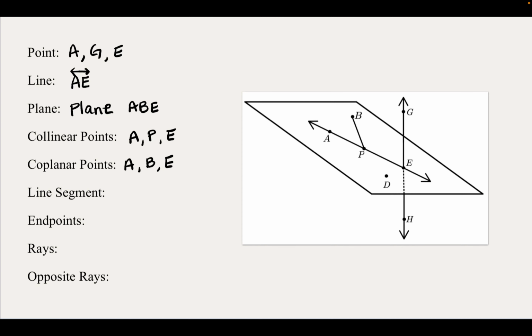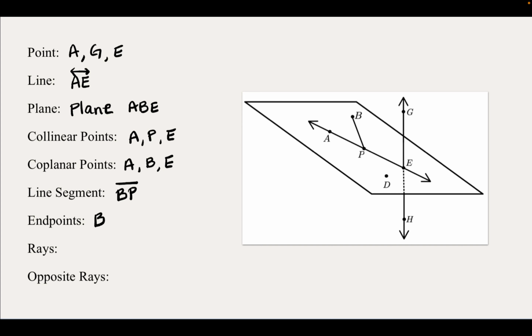A line segment, I've got lots of options here. I could use this line segment, this line segment, this one, this one, this one, and there's a couple more as well. I'm just going to go ahead and choose BP with a line above it, no dots at the end of that line. Endpoints. Well, endpoints would be points that do not have an arrow. So I'm looking at B as my endpoint. There's no arrow there.